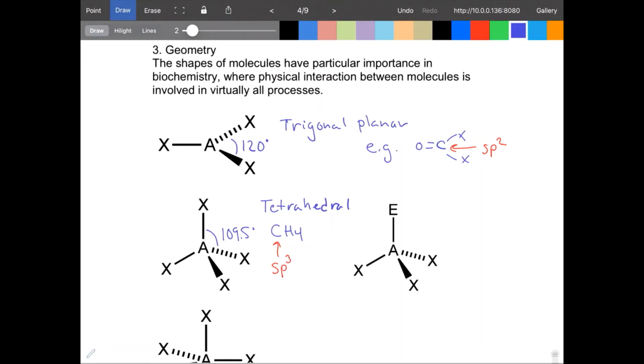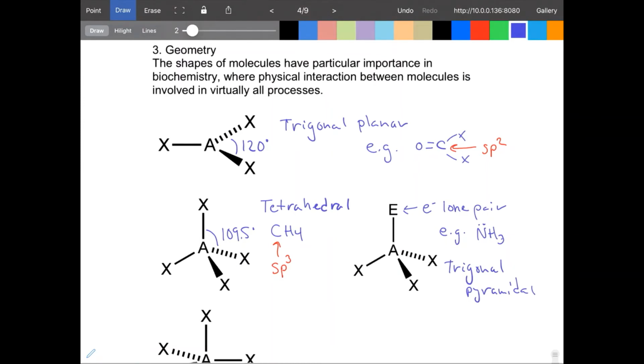But another possibility could be maybe one of those groups is not the same. It's not like the other. So maybe this is instead an electron lone pair instead of a bonded atom. And an example of that might be something like ammonia, NH3 with a lone pair. And that's going to end up changing things a little bit. It's not going to have a true tetrahedral shape anymore because you removed a bonded atom. Instead, it's going to have a trigonal pyramidal shape.